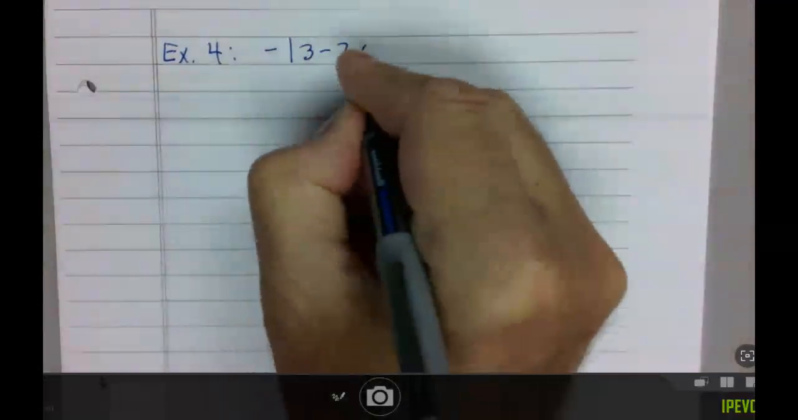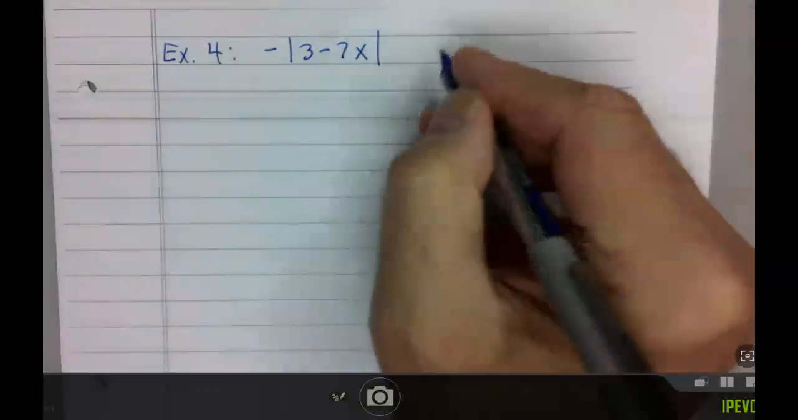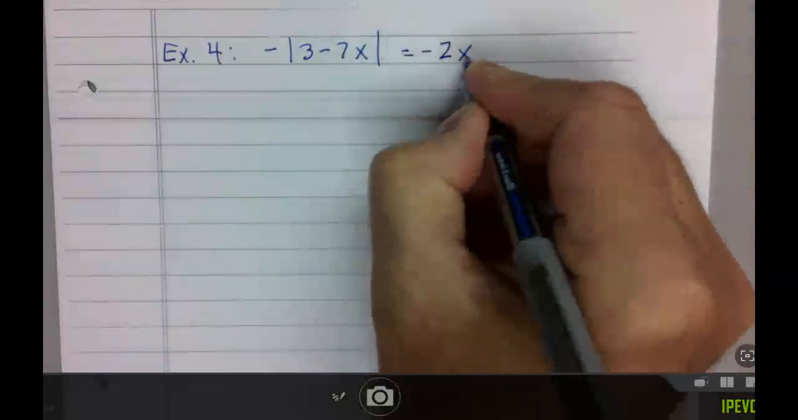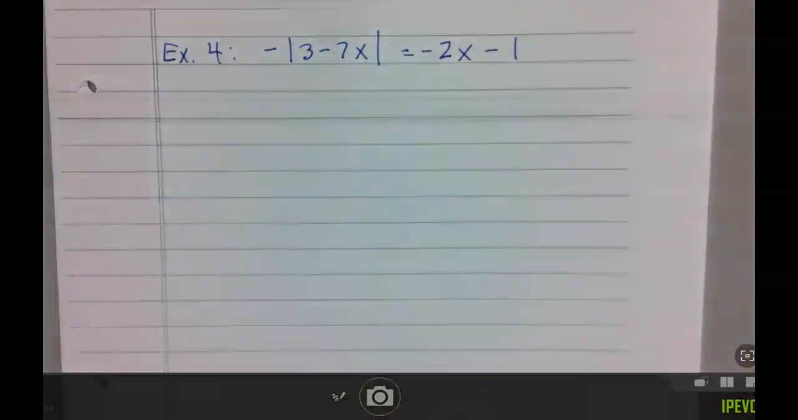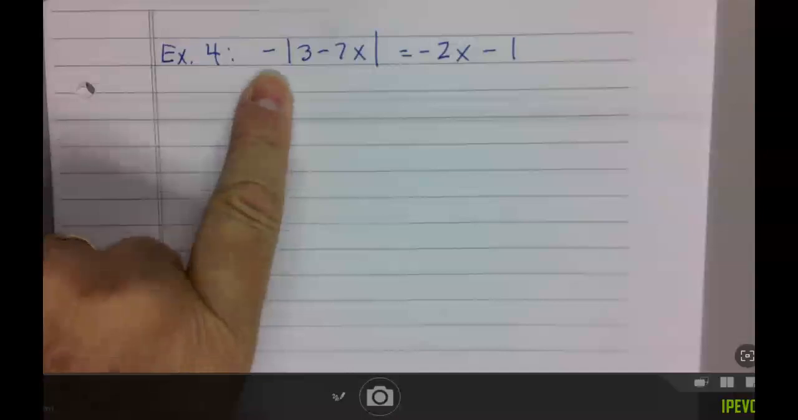Okay, so we have, this is example 4, which is the opposite of the absolute value of 3 minus 7x equals negative 2x minus 1. Okay? So, again, we have to get rid of everything on the outside of that absolute value, don't we? Correct? So, how are we going to get rid of it? We're going to divide both sides by negative 1, aren't we?